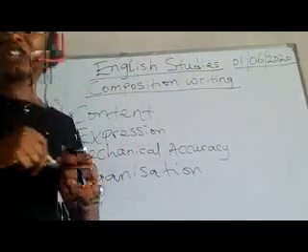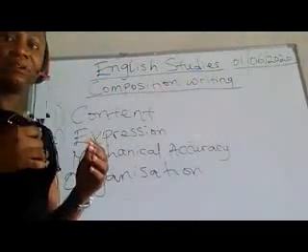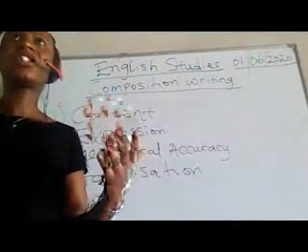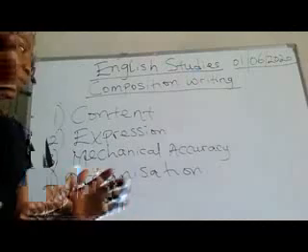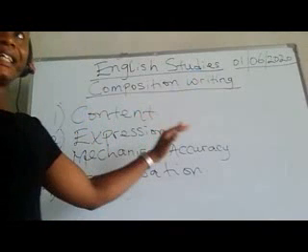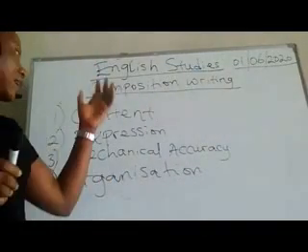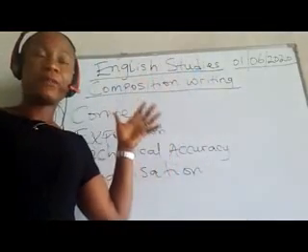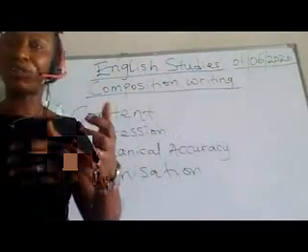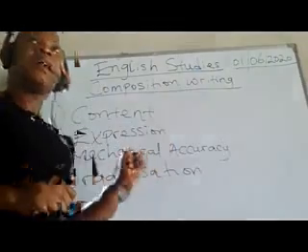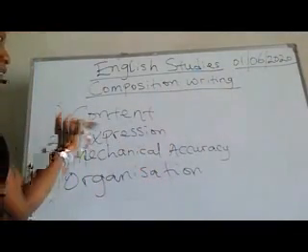We now have the expression. The expression here means how you are able to express yourself using correct English language. In writing, you should vary your sentences, using long and short sentences, and make good use of figurative expressions, such as the simile and the metaphor. You also have personification, depending on the type of composition you're writing. If you're writing especially a descriptive or a narrative composition, you should be able to make use of your figurative expressions appropriately.